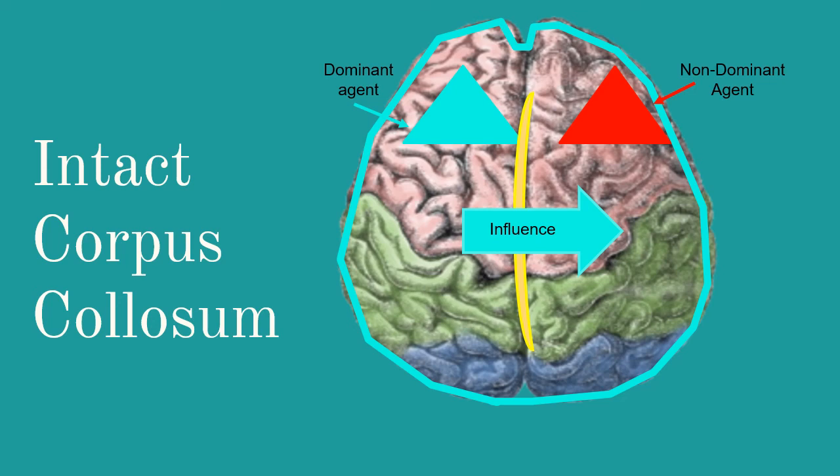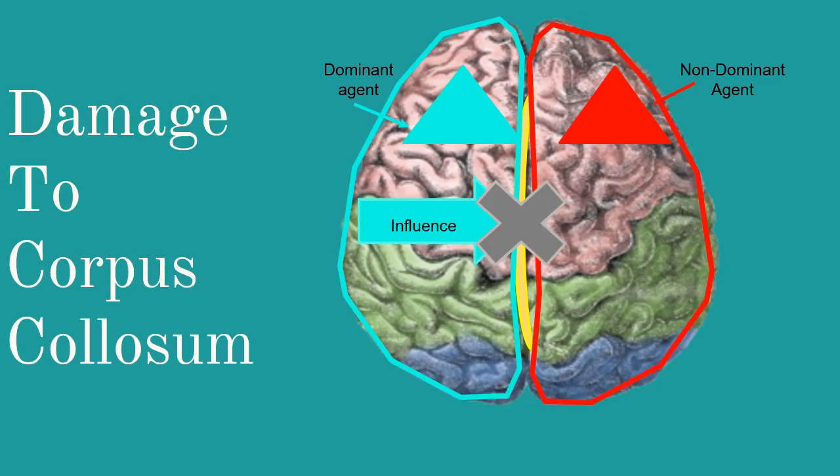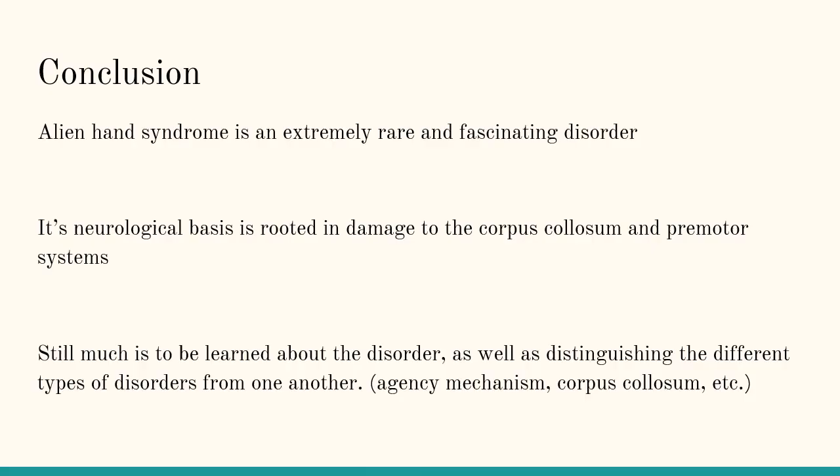But when the corpus callosum is damaged, then we start to see that the pathway of influence doesn't exist. So then the non-dominant agent is responsible for the entire hemisphere without ensuring it lines up with the intent of the dominant agent. This situation results in the most striking feature of the alien hand disorder, where one hand is fighting against the intent of the other hand.